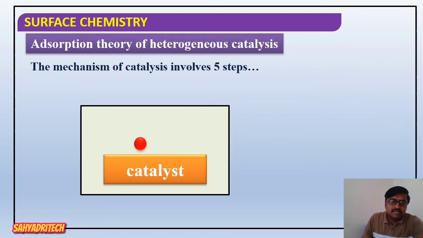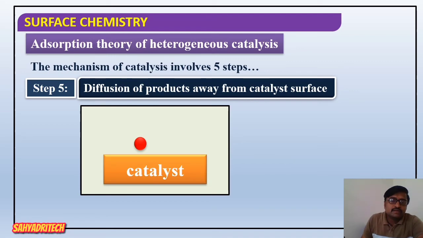Once desorption takes place, now what happens? In the fifth step, diffusion of product away from the catalyst surface. Those product molecules diffuse away from the catalyst surface. Now at the end, when you analyze the catalyst, it remains in its same state. Soon after the reaction, the catalyst remains in its same position, or I can say quantitatively and chemically it remains unchanged. In other words, the catalyst is regenerated at the end of a reaction.